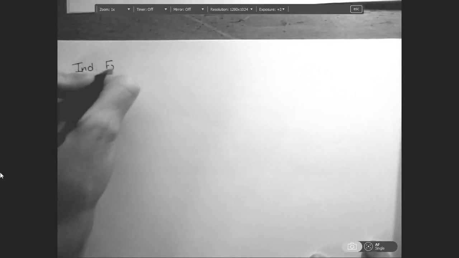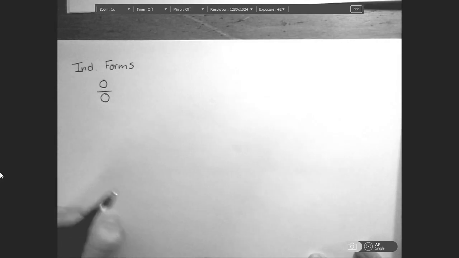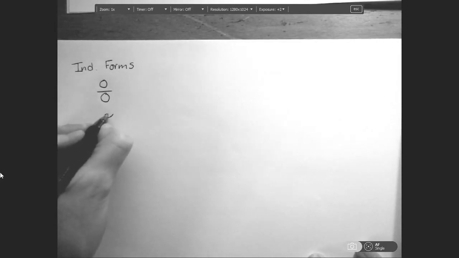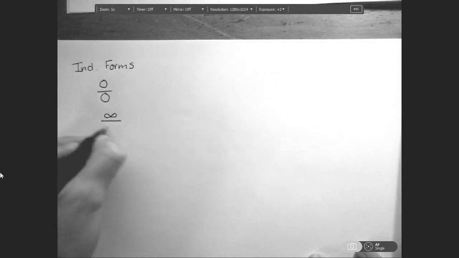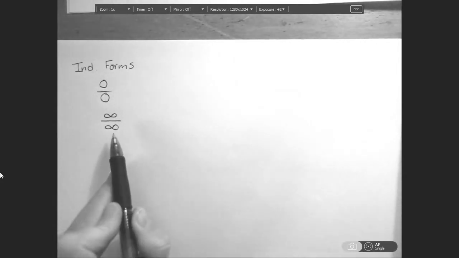Similarly, let's take a look at some other forms that are indeterminate forms. I'll make a list of them. Indeterminate forms. We just said that 0 over 0 is an indeterminate form. Another form, and I'm going to write it in shorthand, is infinity divided by infinity. Now, why is this going to be the case?